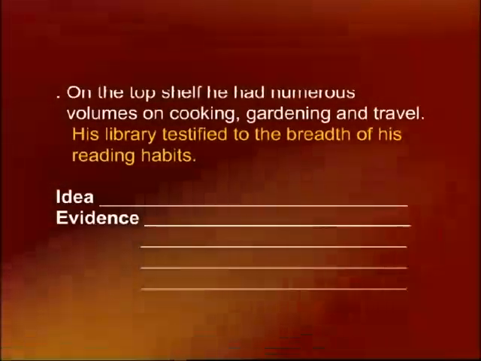You will notice that passage contains 5 sentences. Look at the passage and arrange the ideas. Which sentence out of those 5 sentences should come first? Because you are asked to arrange them in a logical order, with the most general coming first. If you go through the text, you will find that the last sentence, his library testified to the breadth of his reading habits, is a general sentence, and that is the topic, that is the main idea.